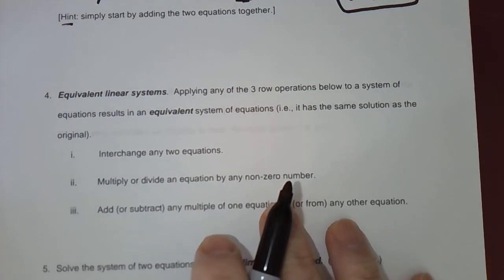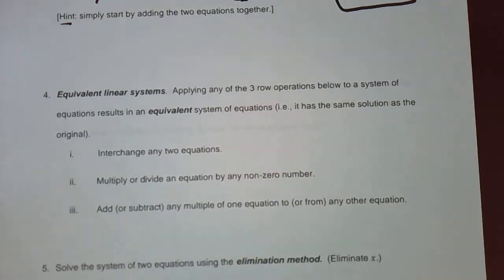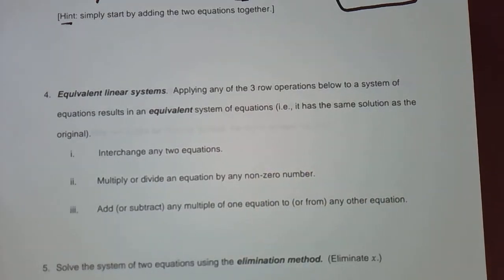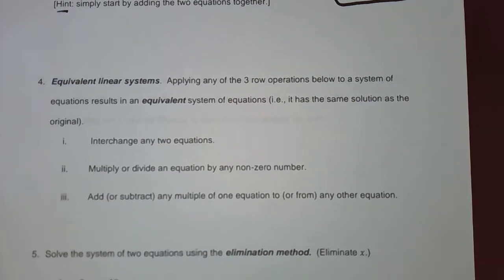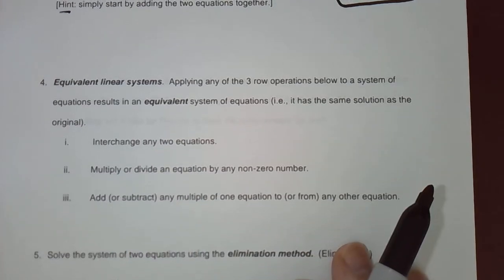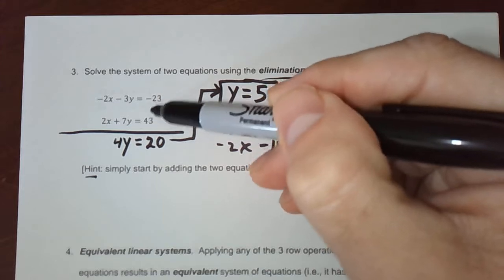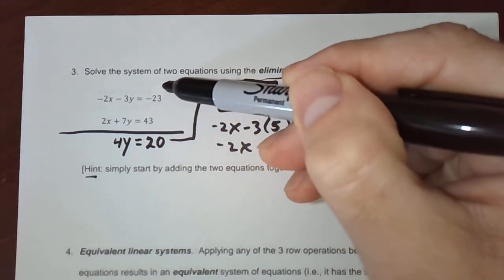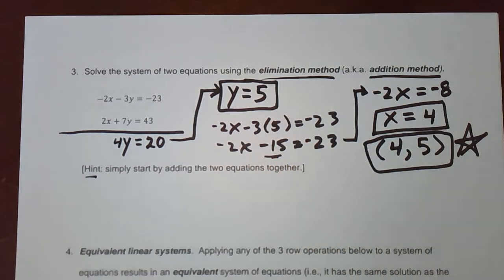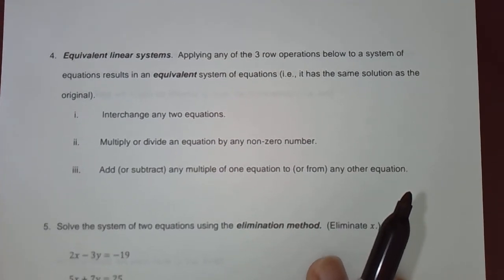Equivalent linear systems. If you apply any one of these three row operations to a system of equations, you will result in an equivalent system of equations. In other words, it has the same solution. So you're allowed to interchange any two equations, which should be obvious. If I reordered these two equations and called this one equation 1 and this one equation 2, we're going to get the same result. So interchanging any two equations does not change the solution.